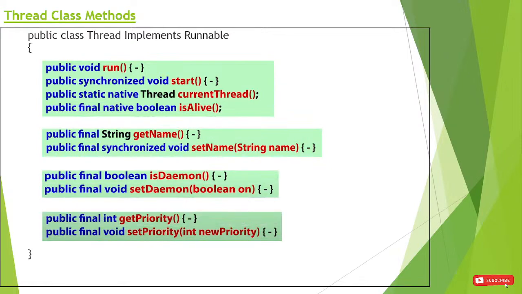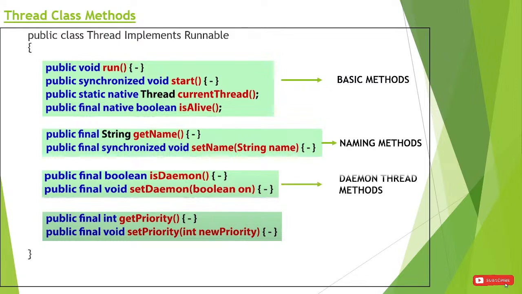The start method we saw, right? What is the use of the run method? These are all the basic methods. These are all the naming methods. These are all the daemon thread methods, and these are all the priority based methods. We will see them one by one. So what is the use of this run method?